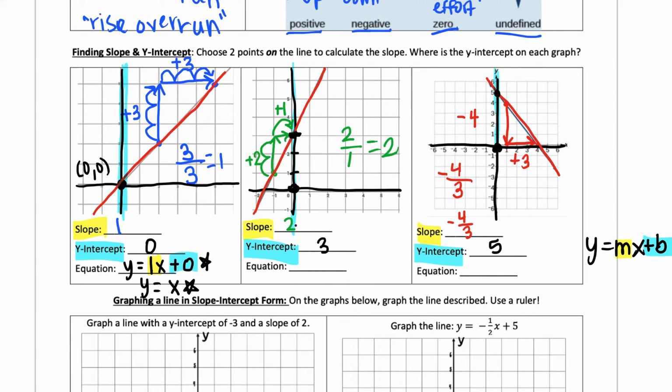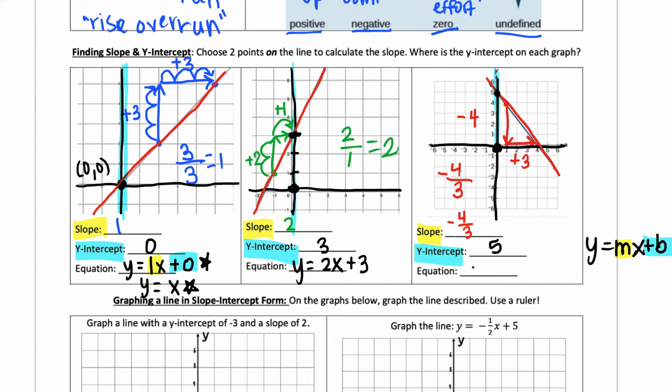In the next one, we have slope of 2 with a y-intercept of 3. So we're going to plug that into y equals mx plus b. So my m value this time was 2 for my slope. That's the coefficient with x. And then my y-intercept was positive 3, so I'm going to write plus 3.